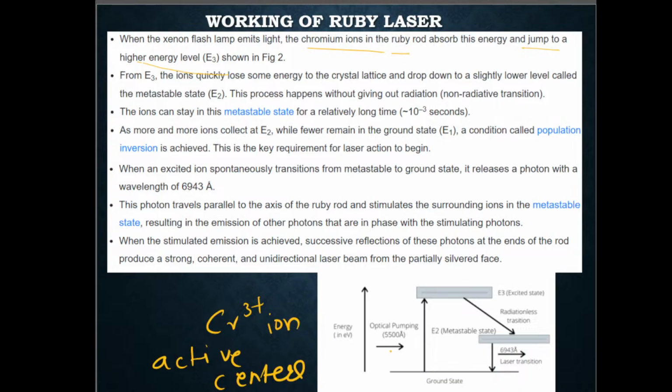You see here, this is our ground state. And whenever the xenon flash lamp is on, at that time whenever the light is incident on the ruby rod, then the chromium ions absorb the energy and go into the excited state. Guys, give me a thumbs up. I think you people are sleeping.